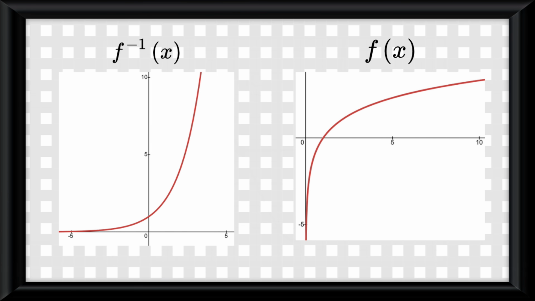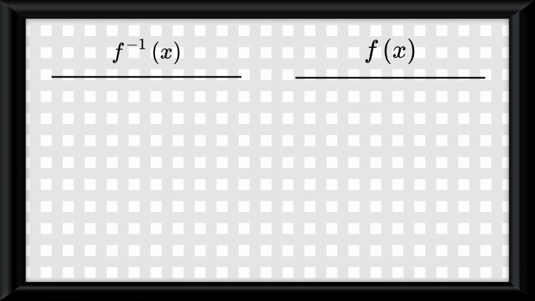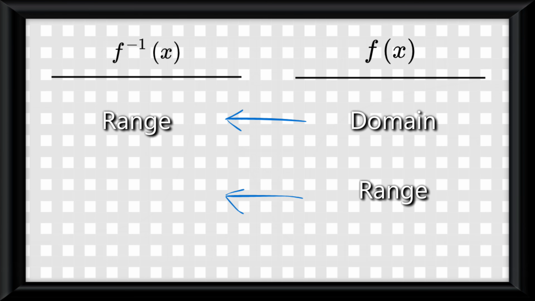Last thing about inverse functions. The inverse function and the original function swap domain and ranges. So the original's domain becomes the inverse's range, and the original's range becomes the inverse's domain.